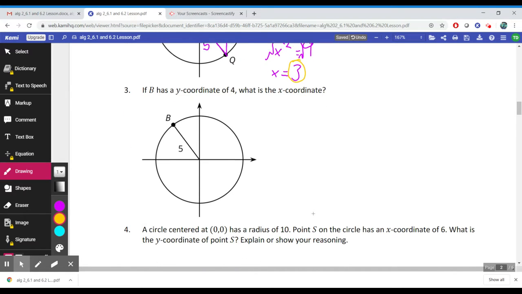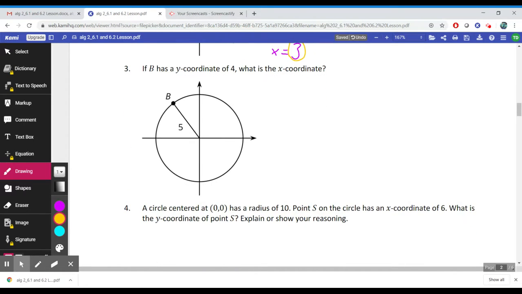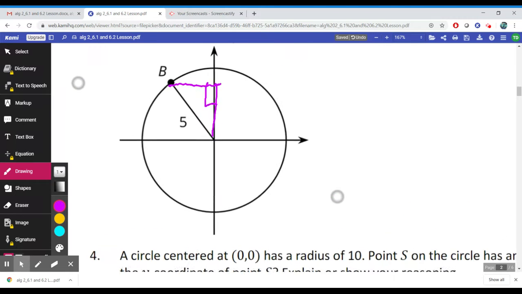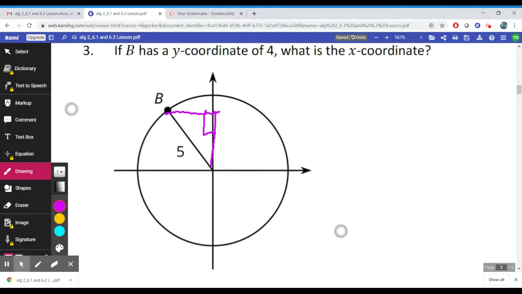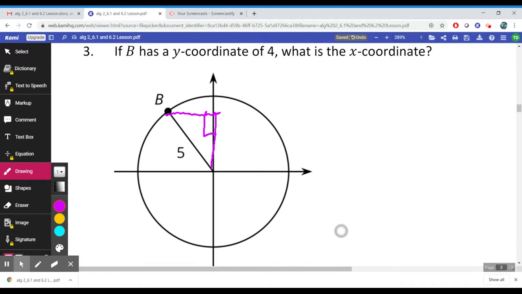So next we'll take a look at number 3. If B has a y-coordinate of 4, what is the x-coordinate? So again, they're telling us the hypotenuse of the right triangle we'll have to create here. I'm going to go ahead and draw the rest of my triangle. So it's telling us that the y-coordinate of B is 4. That means that we'll have an ordered pair of x, positive 4 here.